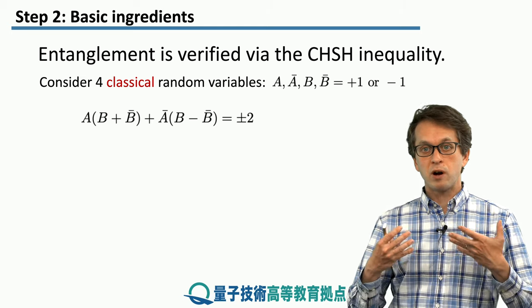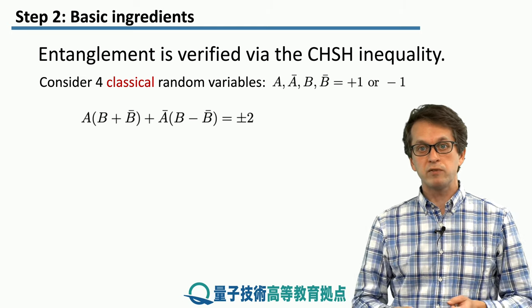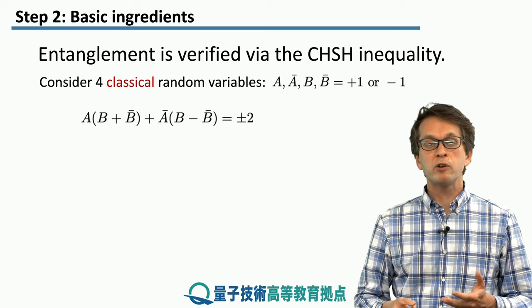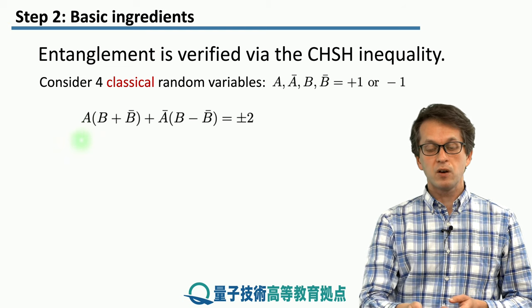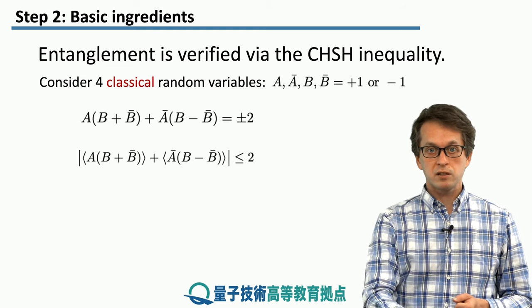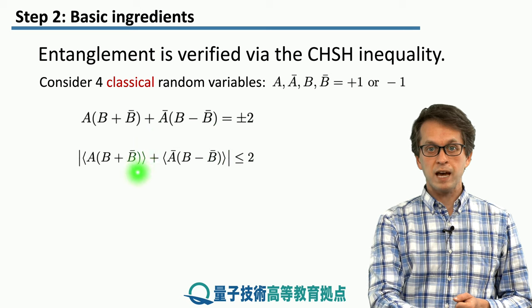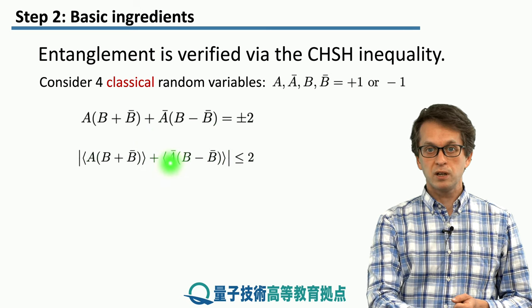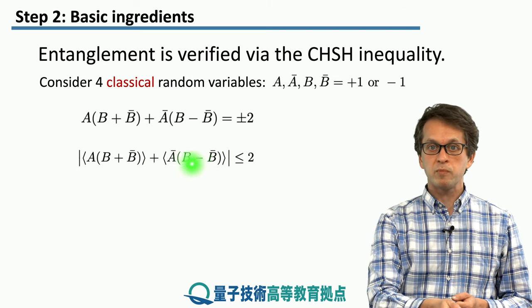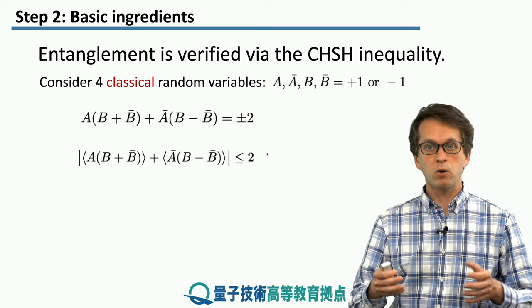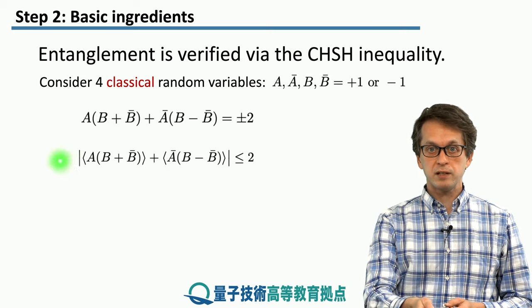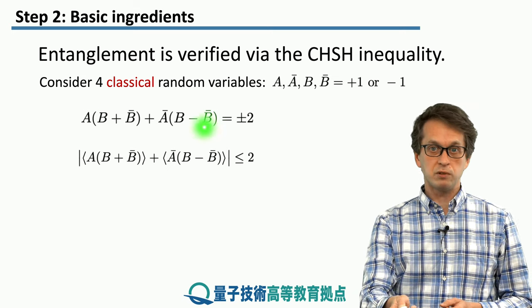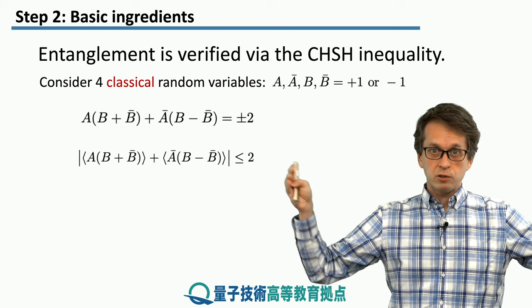Now imagine that you are constantly generating these random variables, A, A bar, B, and B bar, and you are interested in the average. What expression do you get here? Well, that will be constrained. So here, these angular brackets denote the average value of this following expression, and we are adding it with the average value of this expression. And we take the absolute value of the whole sum. And that is constrained to be less than or equal to 2. As we said above, the maximum they can get is 2. The minimum they can get is minus 2. So those are the two extremes.